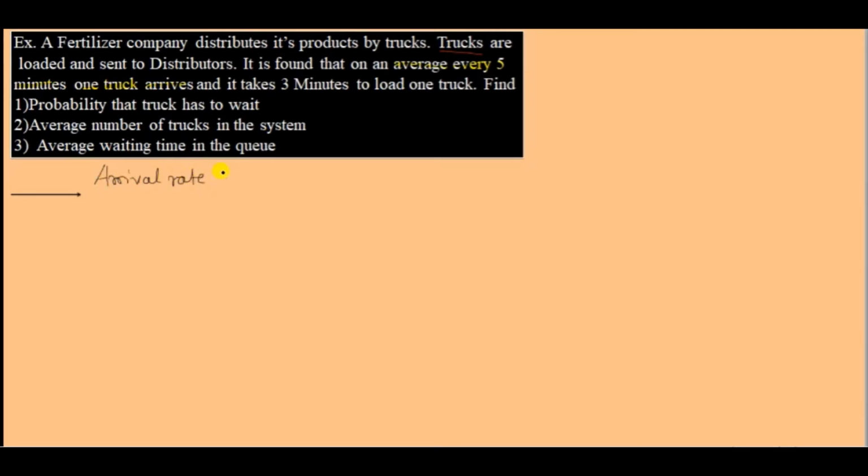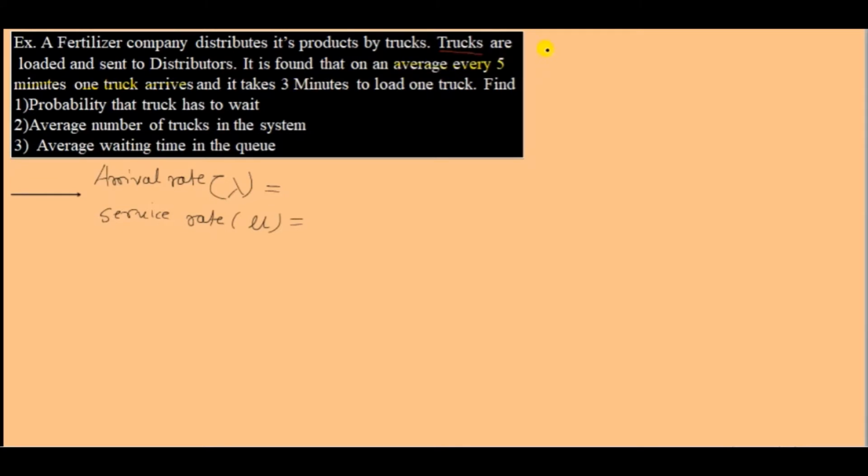The first parameter that is required is the arrival rate, which is represented by lambda. And the second thing we require is the service rate, which is represented by mu. By using only these two parameters, we can easily solve any type of problem under this queuing model or waiting line theory.